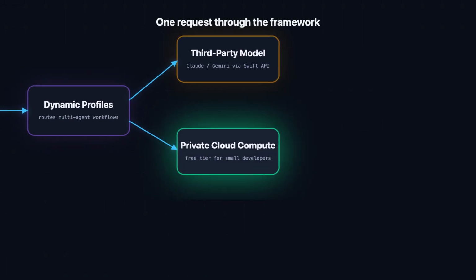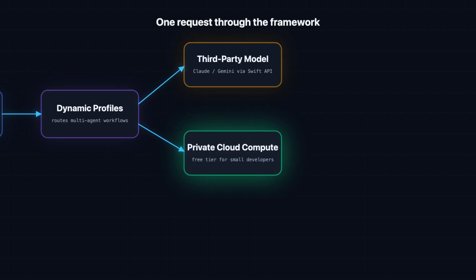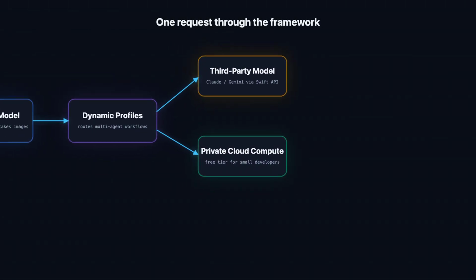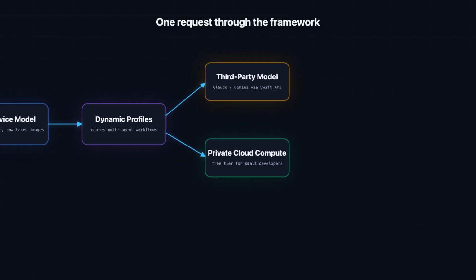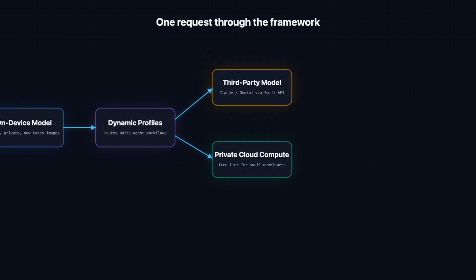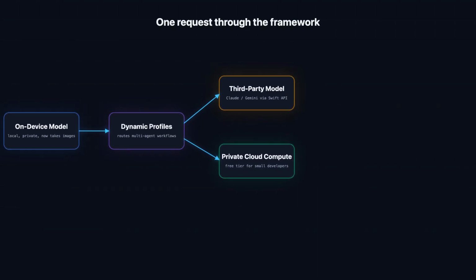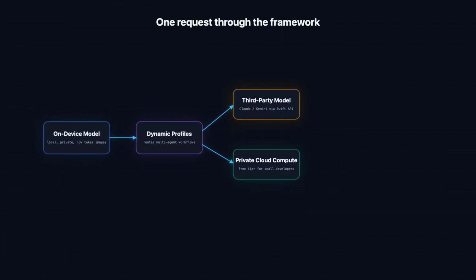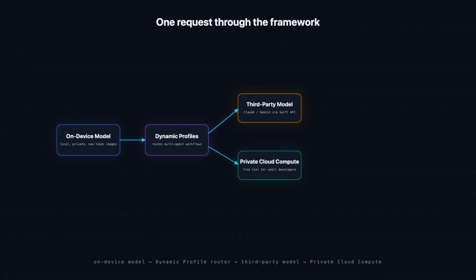And backing all of this is private cloud compute. Apple added a free tier of it for smaller developers, reportedly those under 2 million first-time App Store downloads. So heavy requests can run in Apple's privacy-focused cloud without an immediate bill attached.